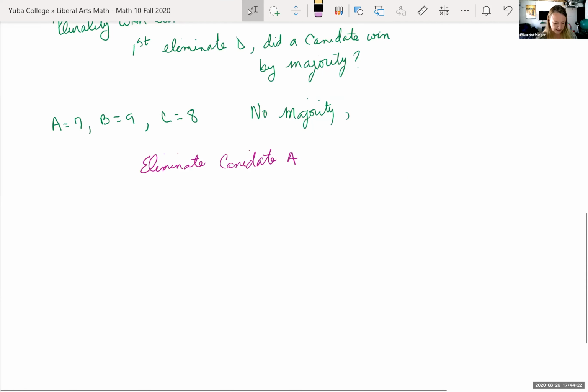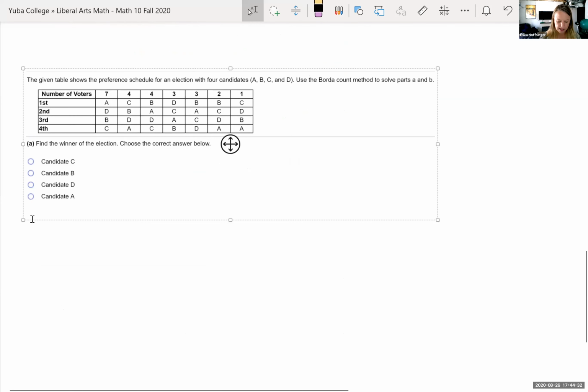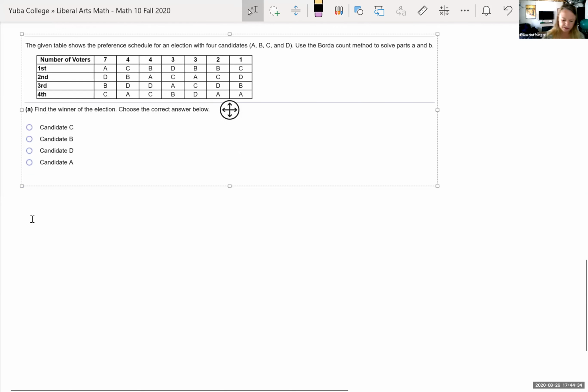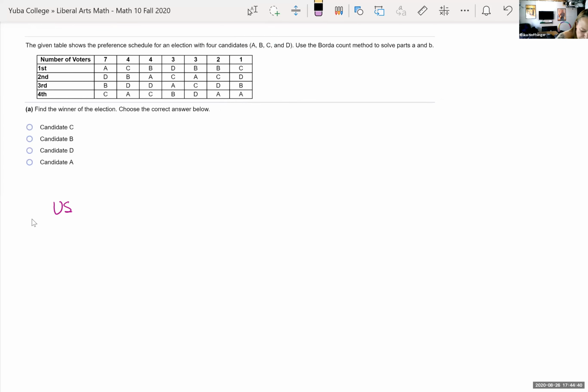I'm going to go back down here, and again, I'm going to copy and paste. Okay, so let's look at the same ballot, and let's look at this with a pairwise. So use pairwise comparison to determine the winner.